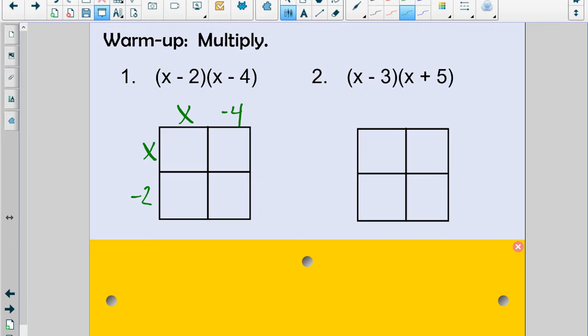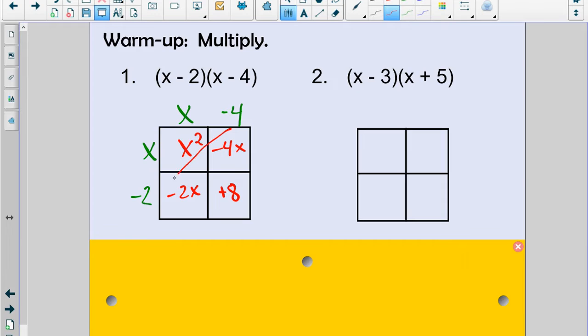Okay, so we have the x in the first box, or next to the first box, negative 2 by the bottom row, x on the first column, negative 4 on the last column. So with our multiplication problem, we would multiply length times width of each box to get an area of each individual box. So x times x is x squared. In the next box, upper right, x times negative 4 is negative 4x. In the bottom left, negative 2 times x is negative 2x. And the last box in the bottom right is negative 2 times negative 4, which is positive 8.